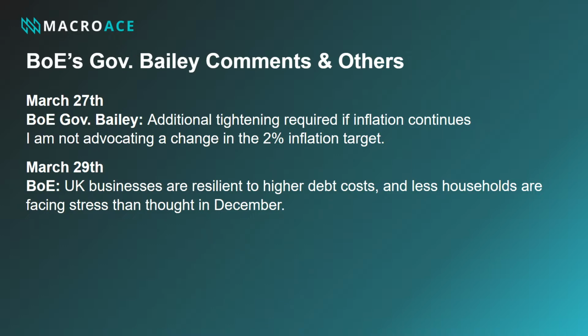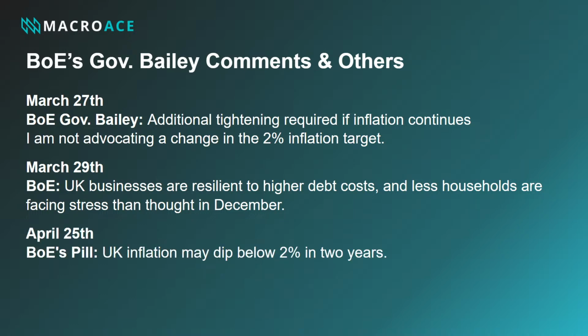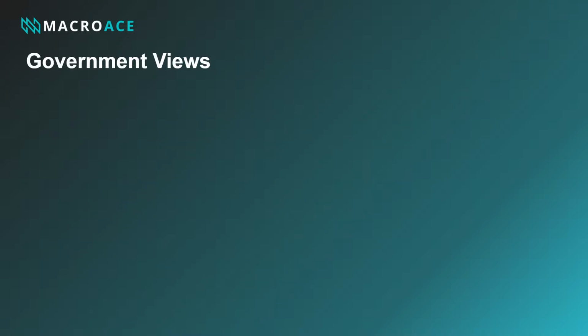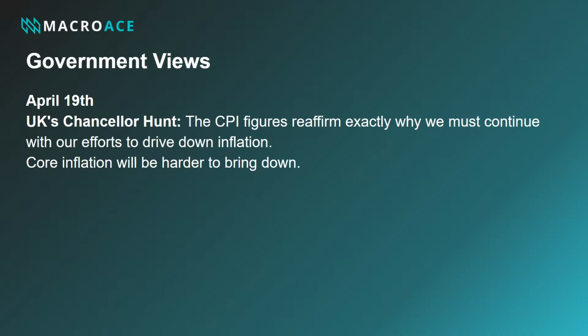March 29th, the Bank of England said that UK businesses are resilient to higher debt costs and fewer households are facing stress than thought in December. Pill said UK inflation may dip below 2% in 2 years. And government views, a very short thing, 1 point. Hunt, the current Chancellor, said that CPI figures reaffirm exactly why we must continue with our efforts to drive down inflation, although there haven't been any measures taken by the government as of yet to try and help bring down inflation within the UK.